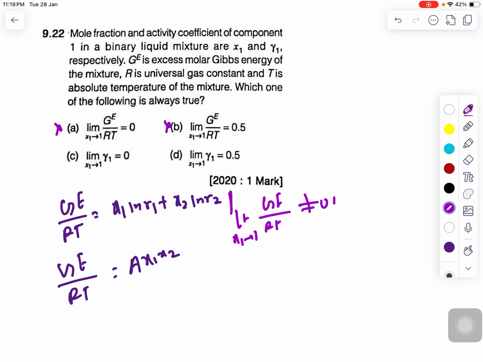When x1 tends to 1, limit x1 tending to 1, gamma 1 is equal to 0.5. This may not be true, so this will always be holding good.